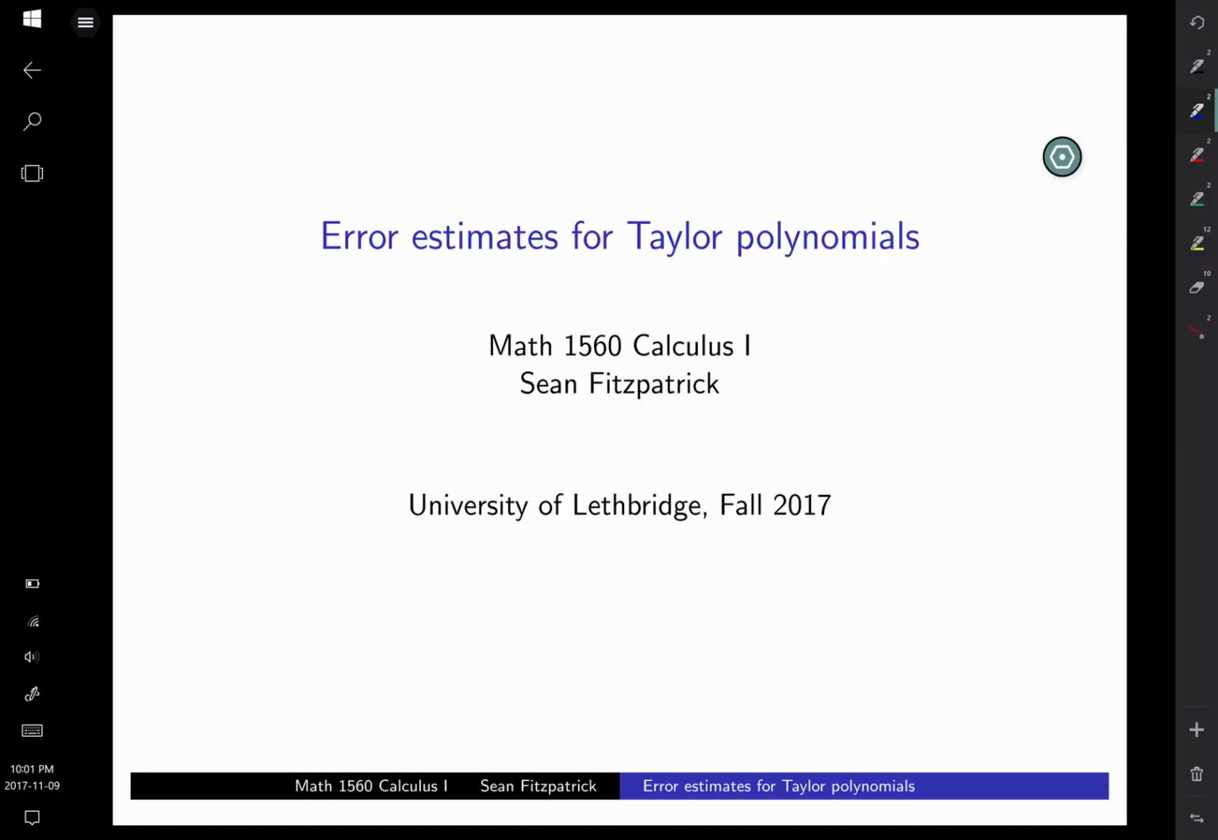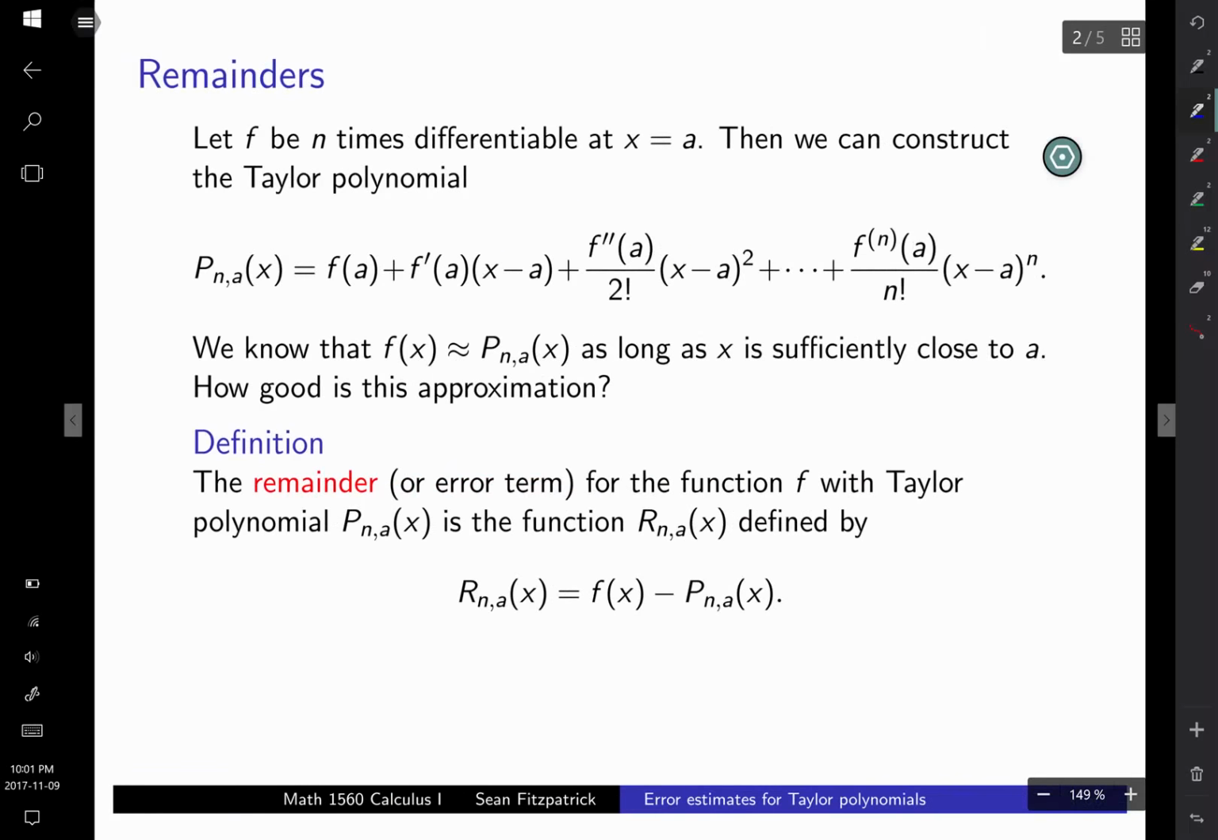In this video we're going to look at error estimates for Taylor polynomials. We want to investigate the question of when you choose a Taylor polynomial to approximate a function, what is the cost of doing so?